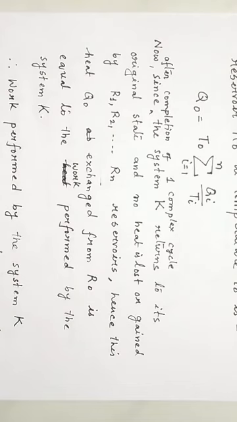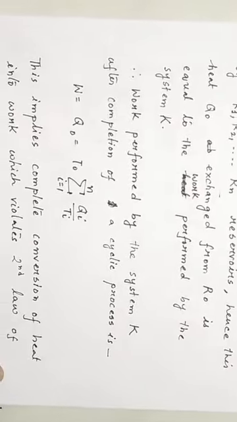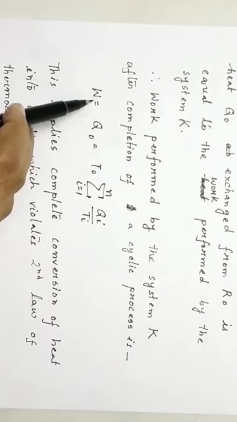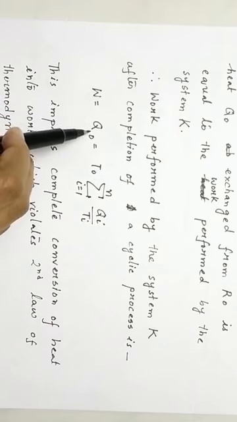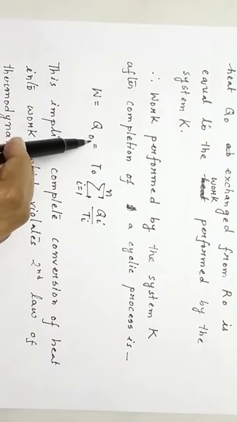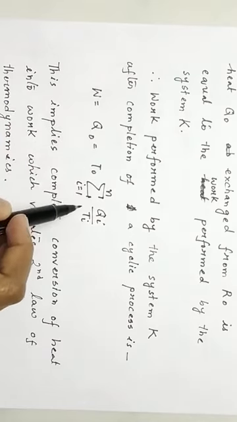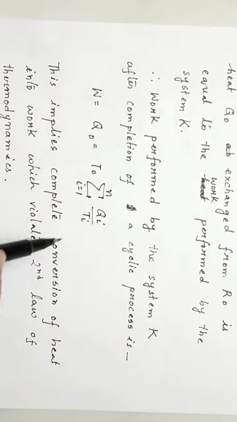So the work performed by the system K after completion of a cyclic process is given by W, which equals Q0, which is exchanged from the reservoir R0 at temperature T0, and is given by T0 into the summation over i equals 1 to n of Qi by Ti.